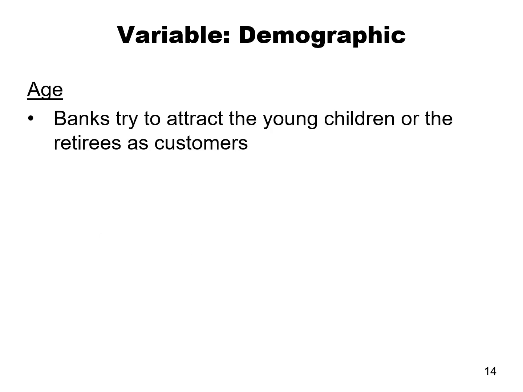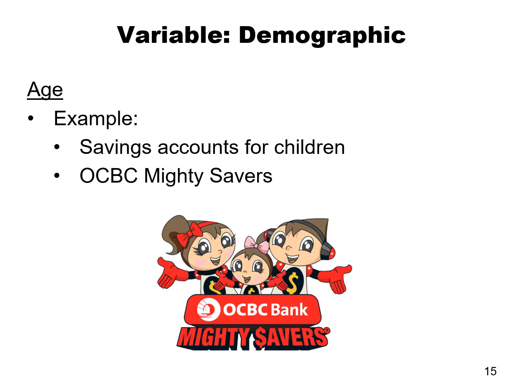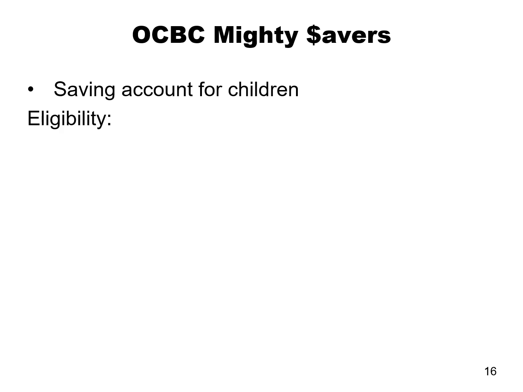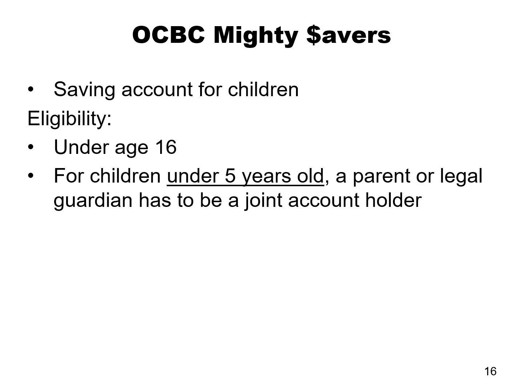For age, banks try to attract young children or retirees as customers. Example, a savings account for children, OCBC Mighty Savers. It is a savings account for children. The eligibility is basically for children under the age of 16. For children under the age of 5, a parent or legal guardian has to be a joint account holder.